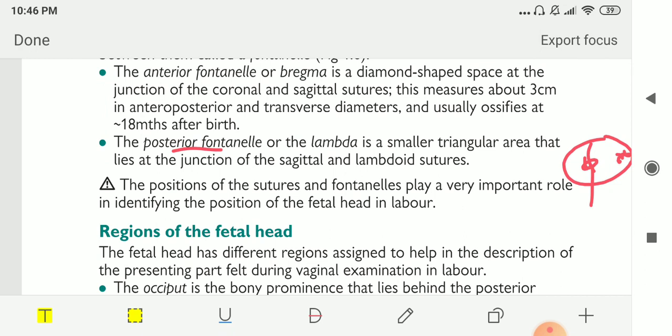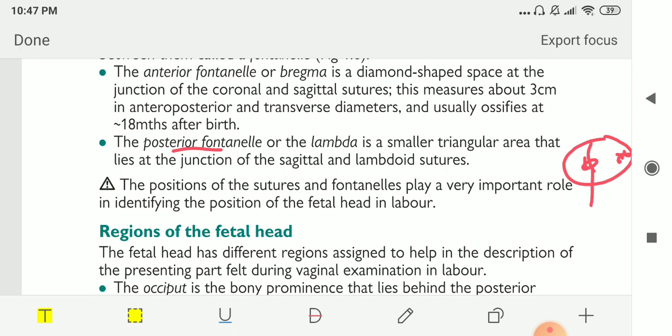The anterior fontanelle, or bregma, is a diamond-shaped space at the junction of the coronal and the sagittal suture. It is present anteriorly, on the anterior surface of the skull. It measures about 3 cm in anteroposterior and transverse diameter, because it is a diamond shape, and it is usually ossified by 18 months after birth. So it helps in birth or molding.